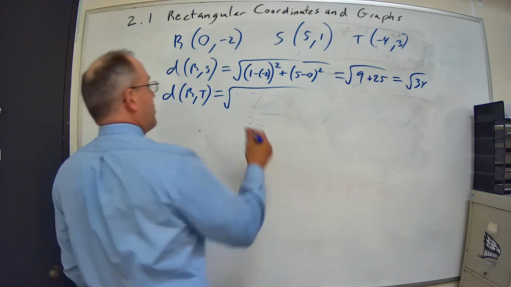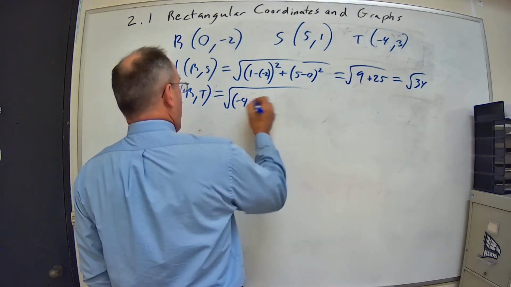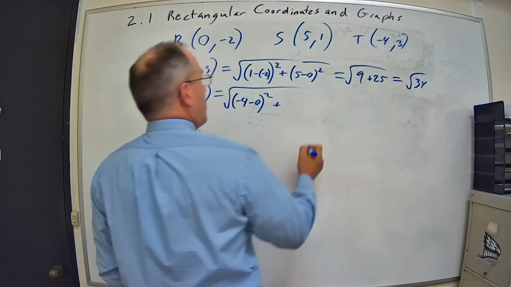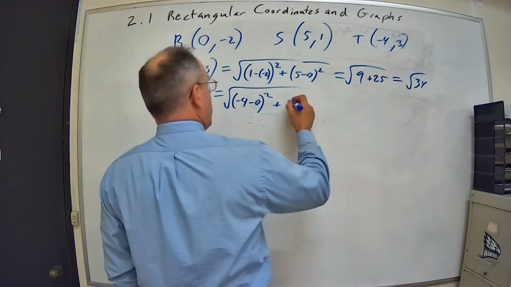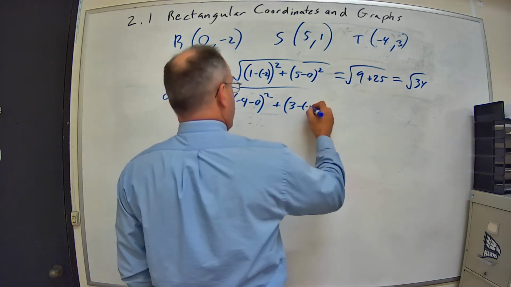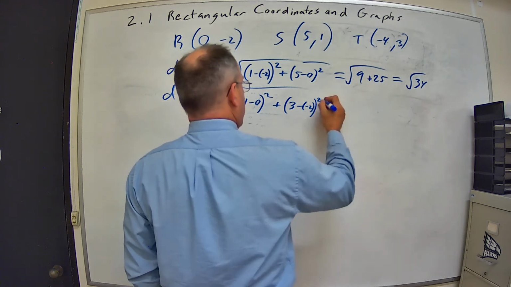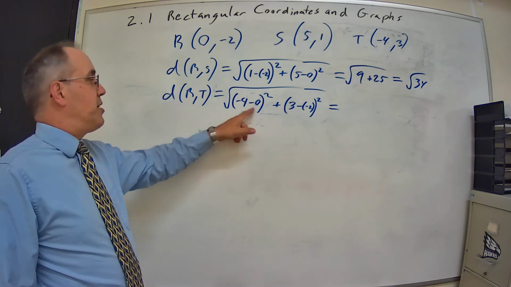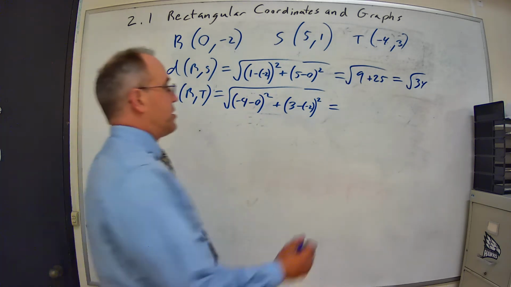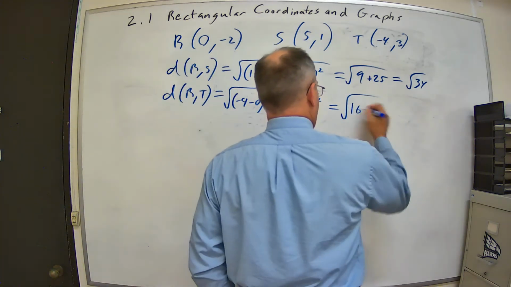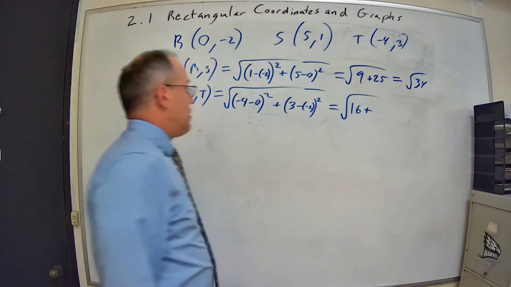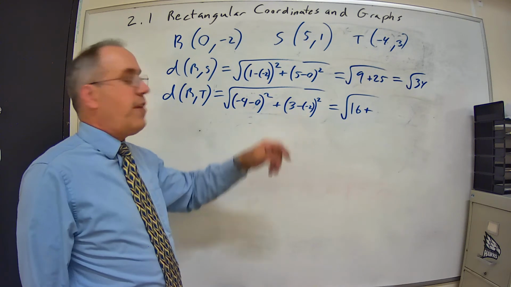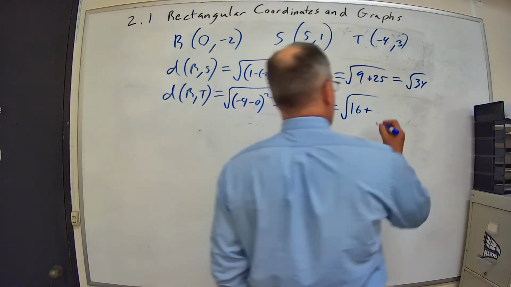So RT, we're going to do -4 minus 0 squared plus 3 minus -2 squared. -4 minus 0 is -4. -4 squared is 16. 3 minus -2 is 3 plus 2, or 5. 5 squared is 25.